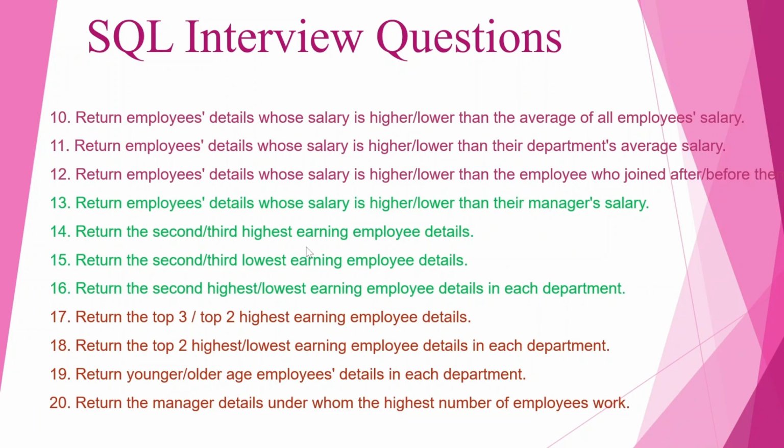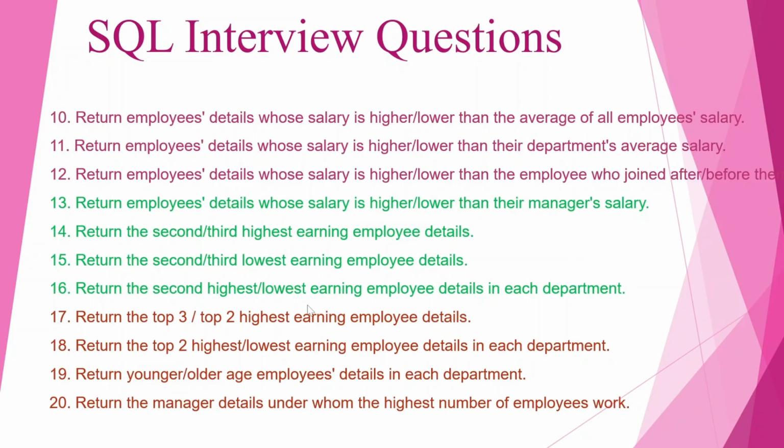Next problem, that is the 14th one. Return the second or third highest earning employee details. In order to find the nth highest or nth lowest earning employee details, we can easily solve this type of problem with the help of window functions, right? You can see in the second question, return the second or third lowest earning employee details. Okay, so next problem, that is the 16th one.